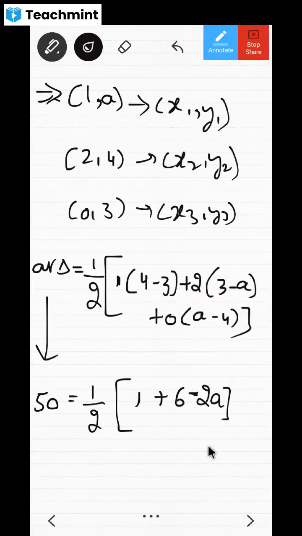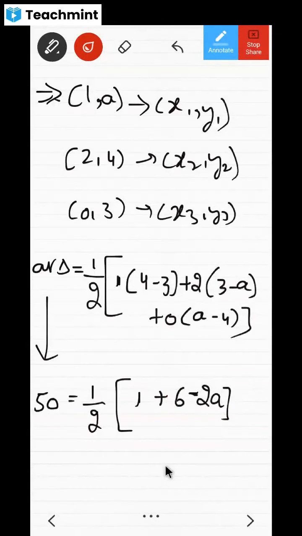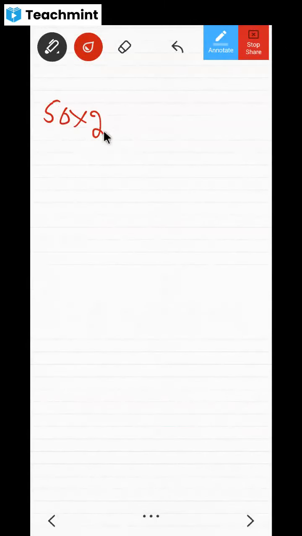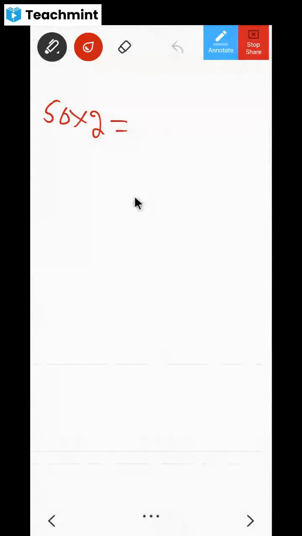Everybody got this? Whatever I have explained here, everybody got this step or not? Everyone should get that. Now I am going to send this 2 to that side. So it becomes 50 into 2 is equal to what is here. 1 plus 6 is 7, so it becomes 7 minus 2a. 7 minus 2a. Clear?